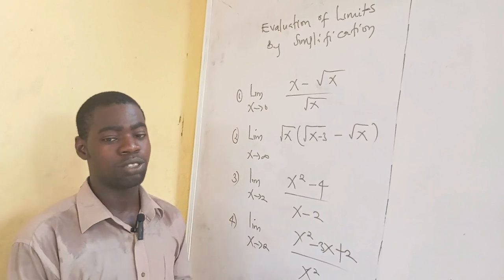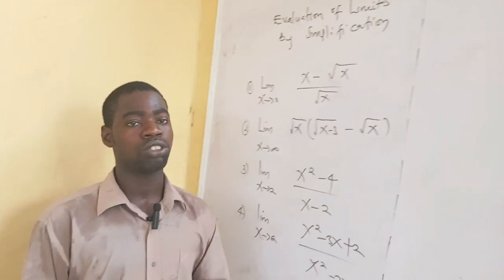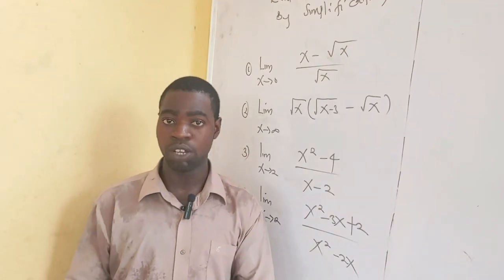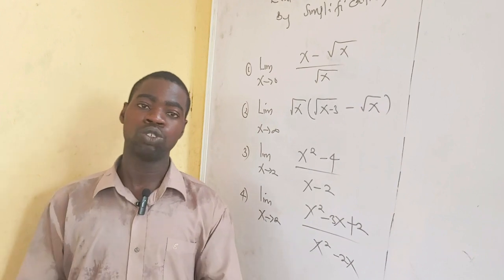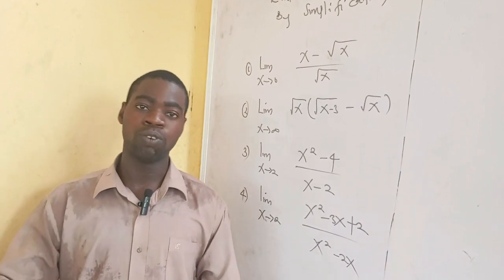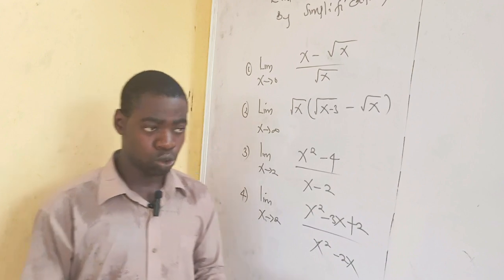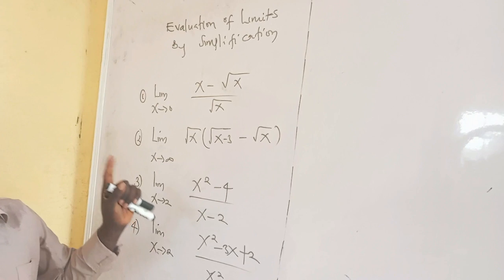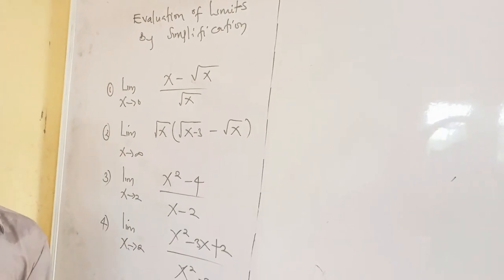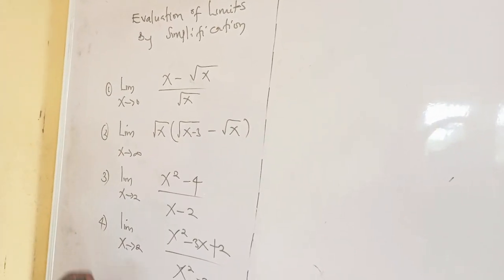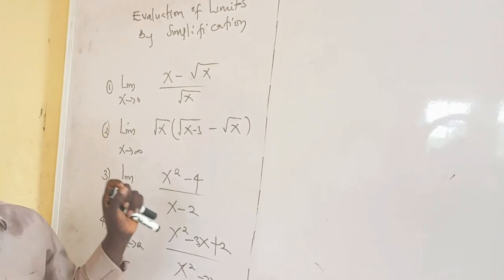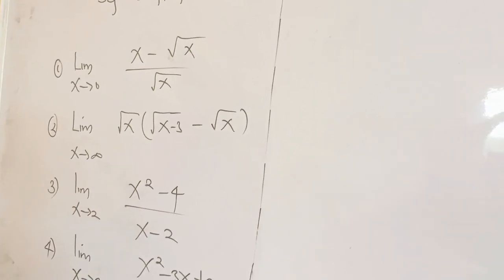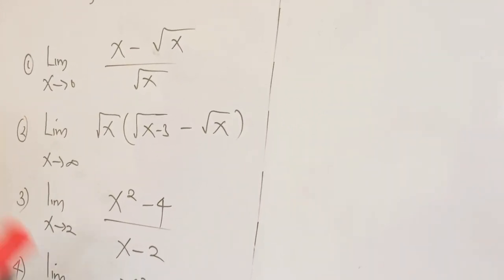Sometimes these methods may fail. There are some limits you will not be able to evaluate by simplification, and so we have to resort to L'Hopital's rule and then move over to the squeeze theorem. Today we want to see those limits where we can actually use the method of simplification and how it works. So when limit by substitution fails us, the next thing we resort to is simplification, and we want to see how we are going to simplify this.